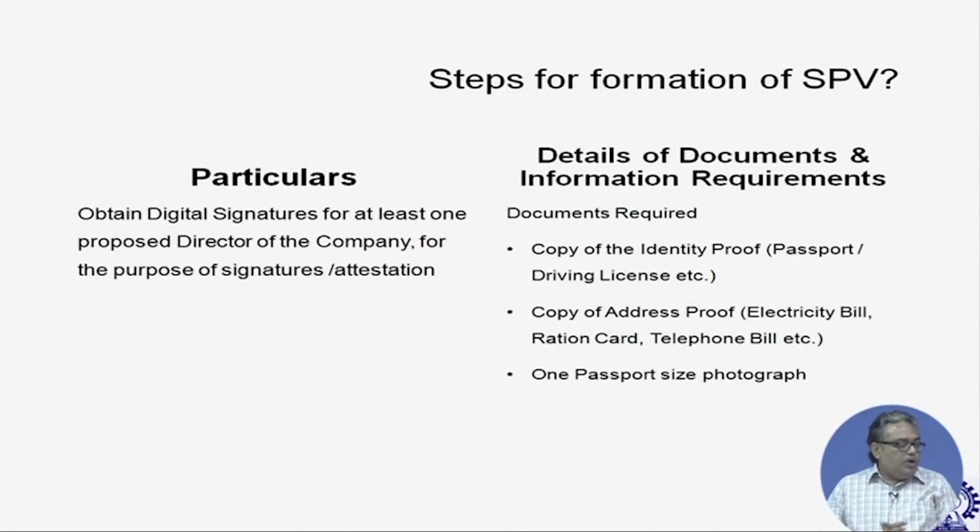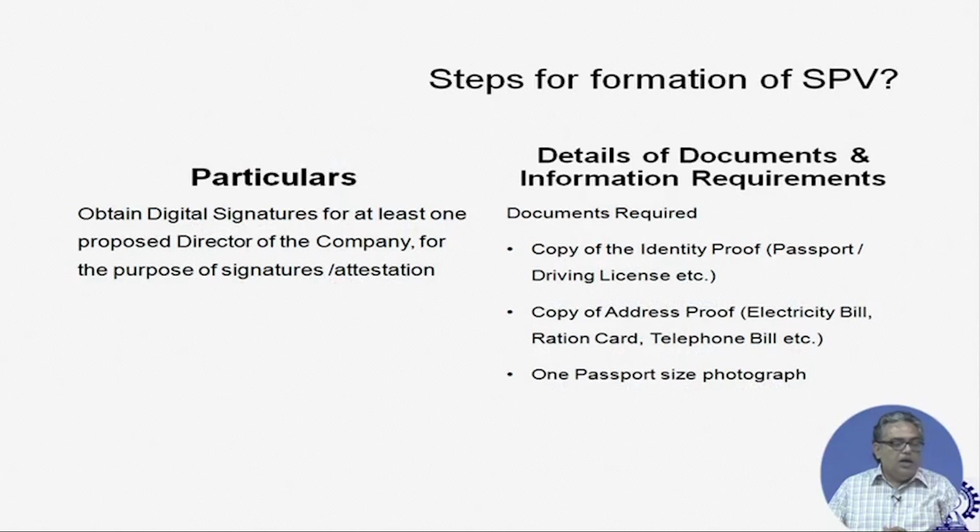Now, the next important thing is that you need to obtain the digital signature for the person who is going to be a director of the company. And on the other side, I have listed down what proofs are required for getting the digital certificate. Digital certificate is mandatory, because most of the compliance documents today you need to file electronically, and if you want to file those documents electronically, then you need to do a digital authentication.